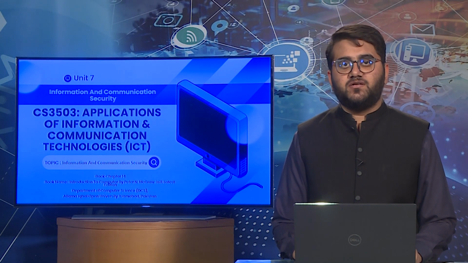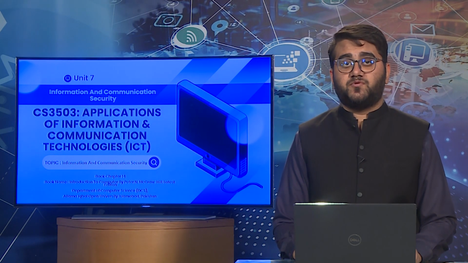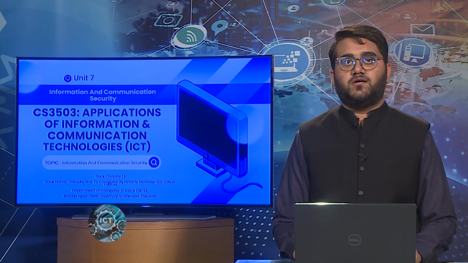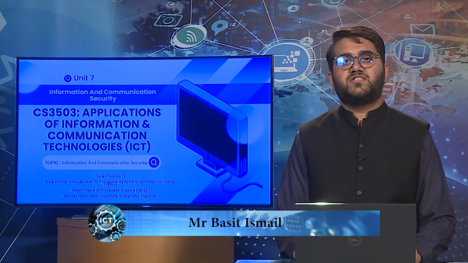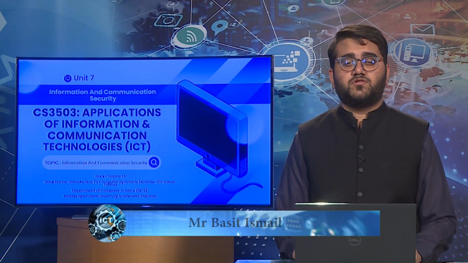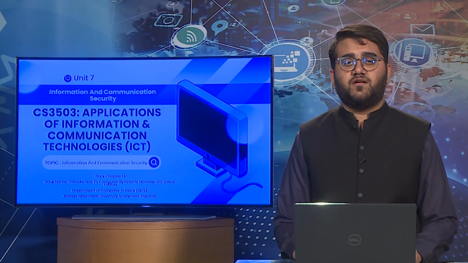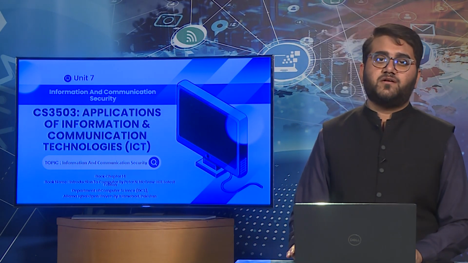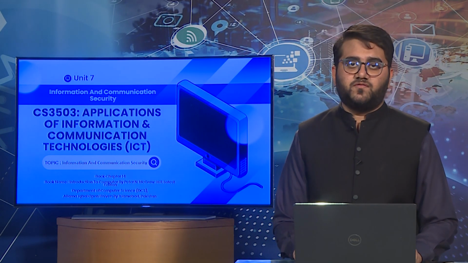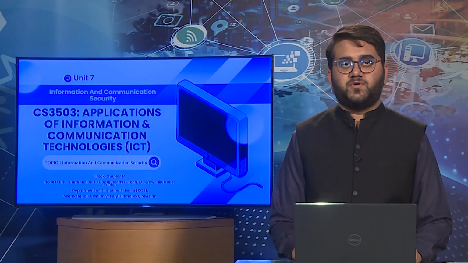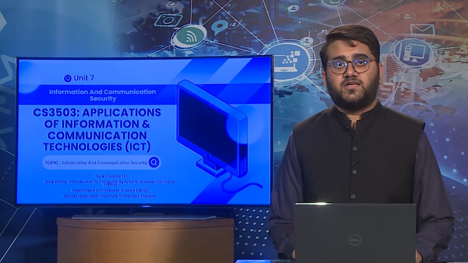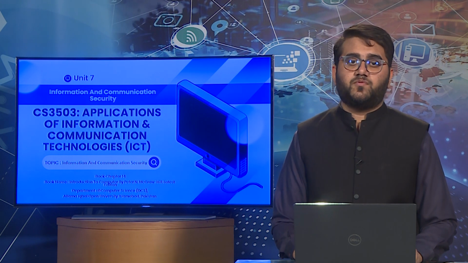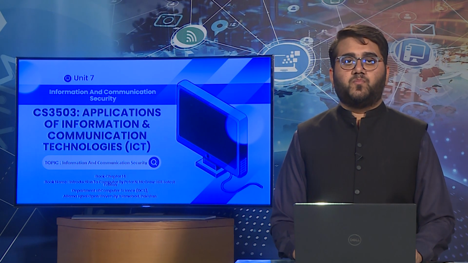That is it for today. Today we have learned unit 7 of your application and communication technologies subject. The basic topic was information and communication security, in which we learned about threats to data, threats to users, threats to hardware, viruses, and different types of countermeasures that we can take to secure information. We have also learned different techniques for securing the private information of a particular person over the internet.